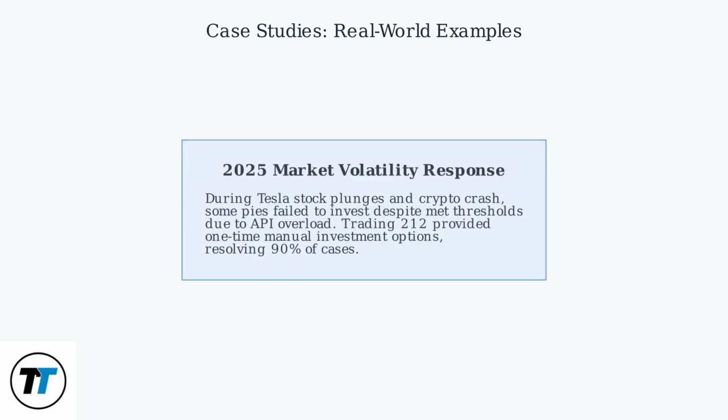During the 2025 market volatility, including Tesla stock plunges and the crypto crash, some pies failed to execute investments due to API overload, even when thresholds were met. Trading 212 responded by offering one-time manual investment options, successfully resolving 90% of affected cases.